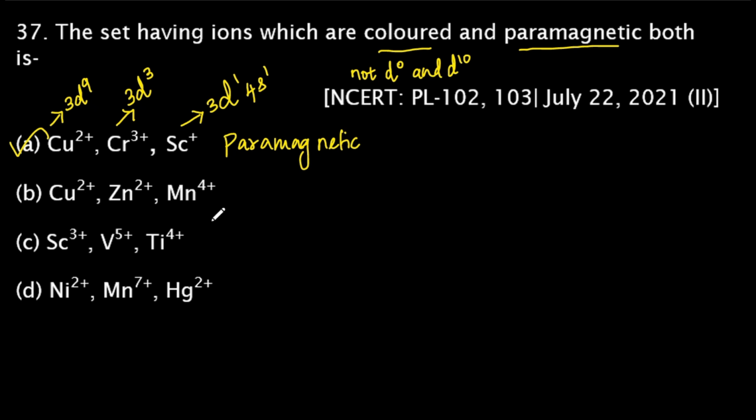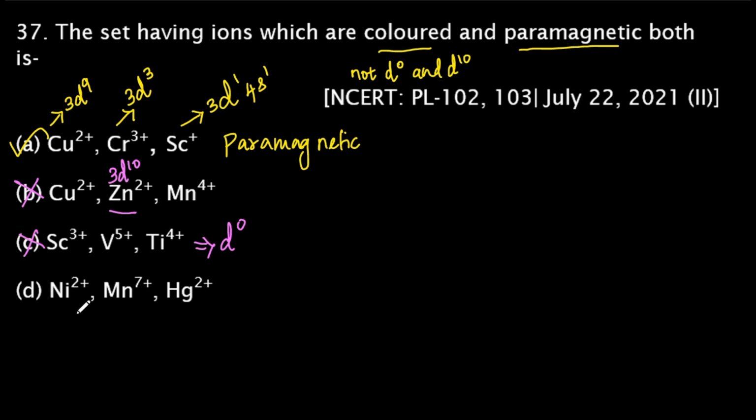Let us check the other options also. In option B, Cu2+ is again given, which is 3d9, but Zn2+ is given, which is having 3d10 configuration, so it will be colorless. So option B is ruled out. Then going to option C, all the 3 species, Sc3+, B5+, then titanium in +4 oxidation state, have d0 configuration, so they are colorless. So option C is also ruled out.